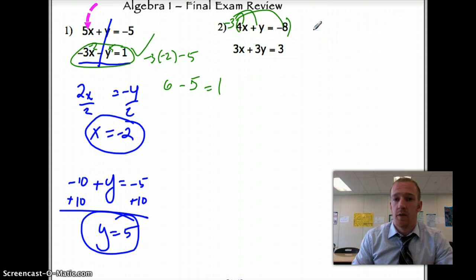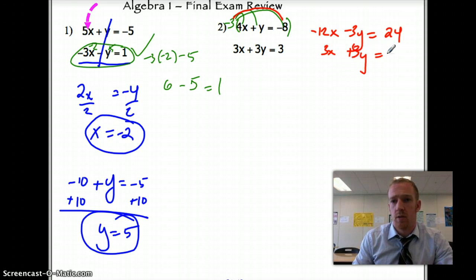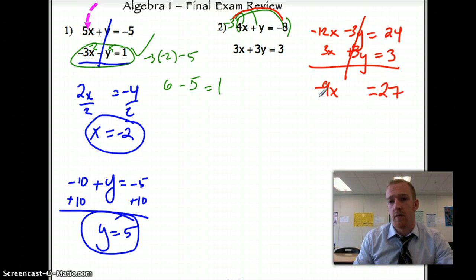So that gives me a negative 12x minus 3y equals, careful, don't forget to multiply by this as well. So negative 3 times negative 8 is a positive 24. And then this is going to stay the same, 3x plus 3y equals 3. So now we add them up, and that gives us negative 12 plus 3 is a negative 9x. These cancel out, and 24 plus 3 is 27.